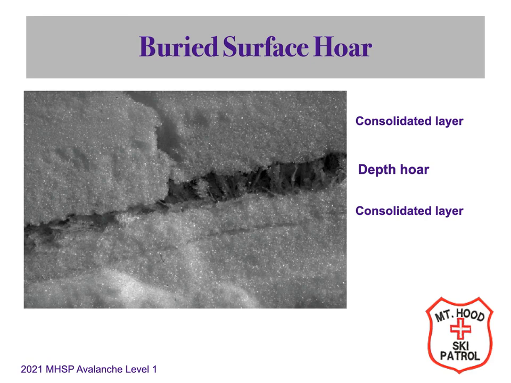And here's an example of that. This slide shows a layer of surface hoar that's been buried under new snow. As you can see, the buried depth hoar forms a weak layer between two more consolidated layers, which is a recipe for a slab avalanche.